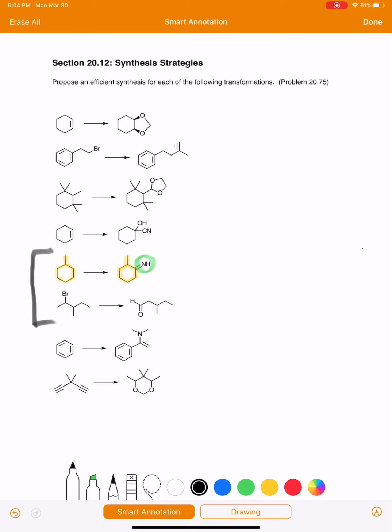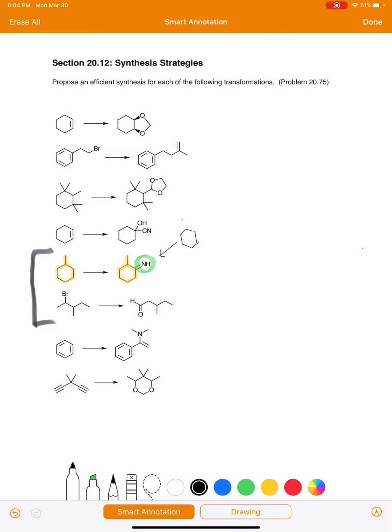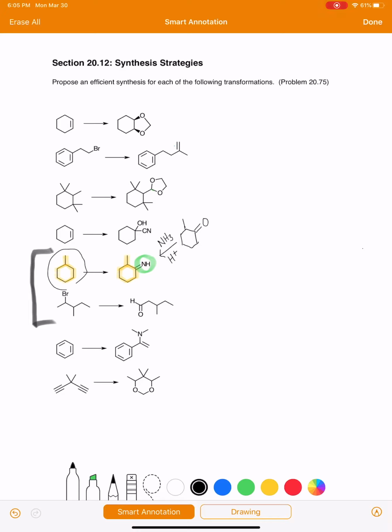So knowing that there's only one way to get this imine, let's just start by writing down what we must have started with immediately prior to the imine. We would need a carbonyl compound, and we would need NH3 and an H plus acid catalyst, TsOH or sulfuric acid. So now our question is, how do we convert methyl cyclohexane into this particular ketone?